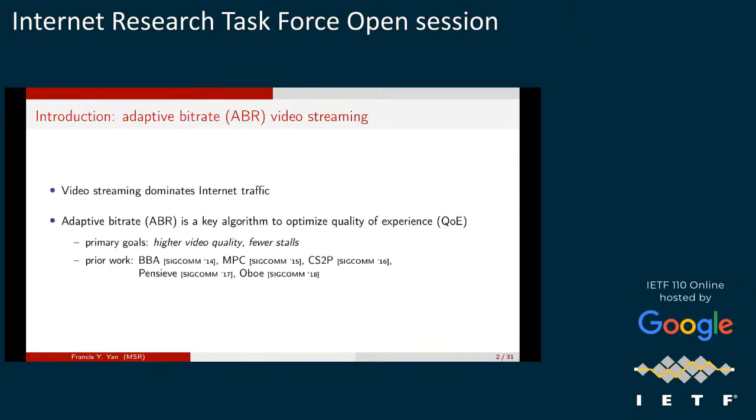The problem we're tackling here is adaptive bitrate streaming, or ABR, which is a critical algorithm used to carry a large portion of the video traffic on today's internet. At a high level, ABR aims to improve the user's quality of experience, or QoE. That basically consists of two primary goals: higher video quality and fewer rebuffering events. Although it seems to have been well studied in the past, ABR still remains a challenge because its two primary goals naturally conflict with each other.